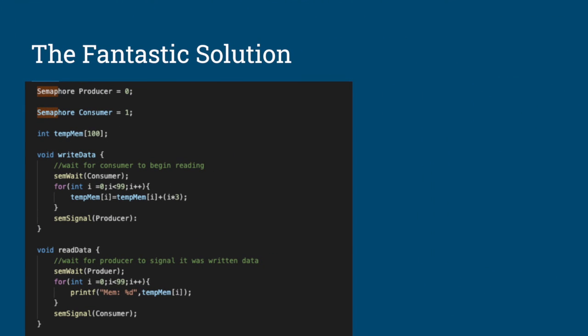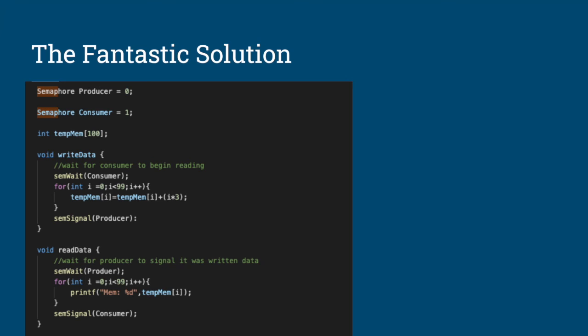All right, let's work through this solution together. So let's start right from the top. We have our two semaphores like we discussed before, but notice here the differences. Producer is initialized to 0, consumer is initialized to 1. Right below it, we have our shared memory, which is just an integer array.